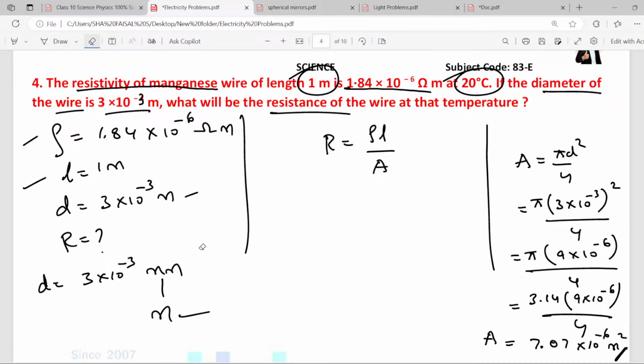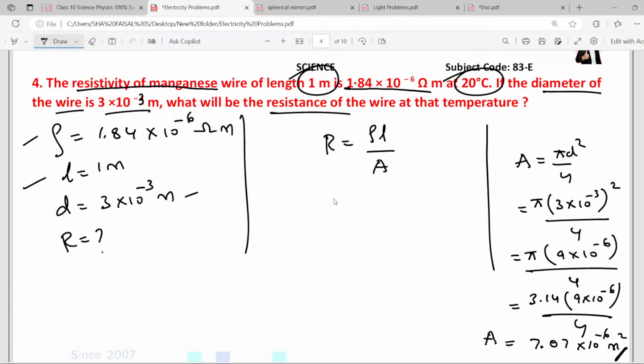Now it is given directly in meter, so we need not do anything here. Clear? Now we got the area. Now directly we have to substitute here.